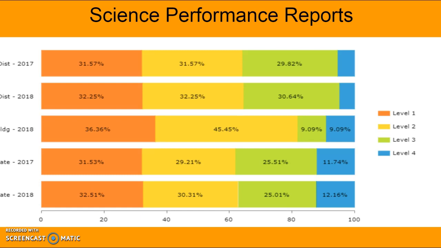Science reports. As you can see, our building in 2018 compares to the state in 2018. We have more in level 1 and level 2, but we also have a few in level 4 showing up, which is a good thing. But I still think we need more in level 3 and level 4, and obviously less in level 1.